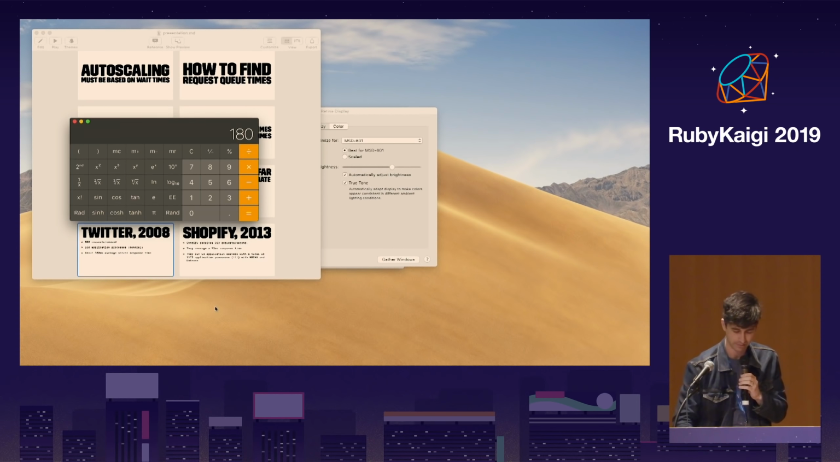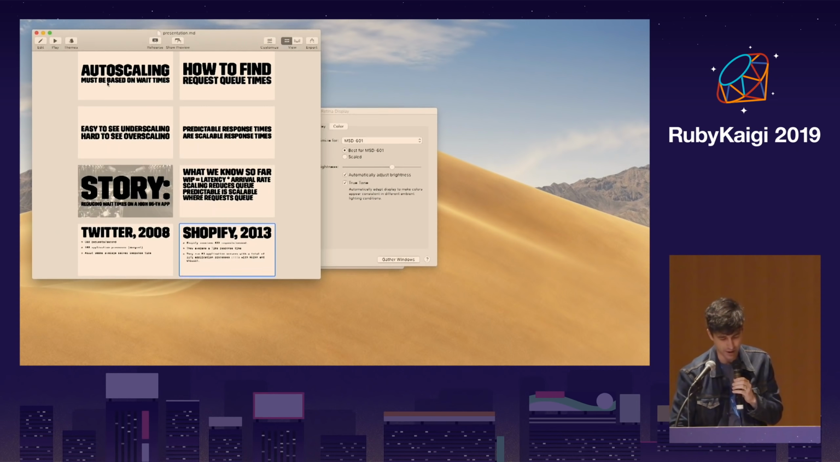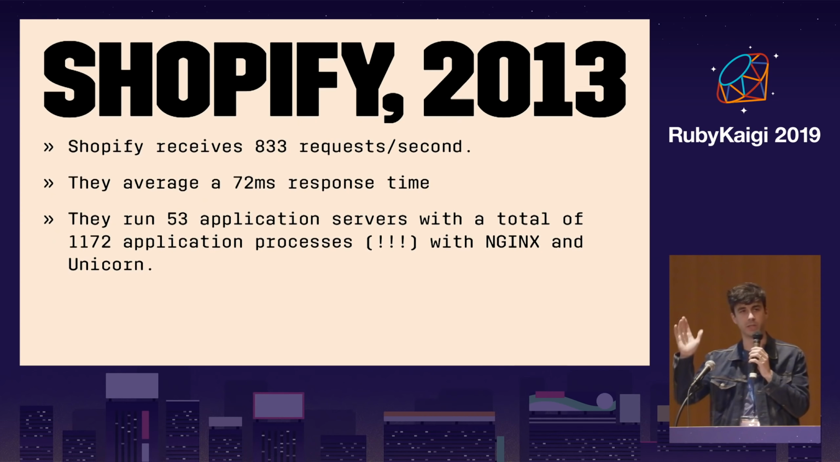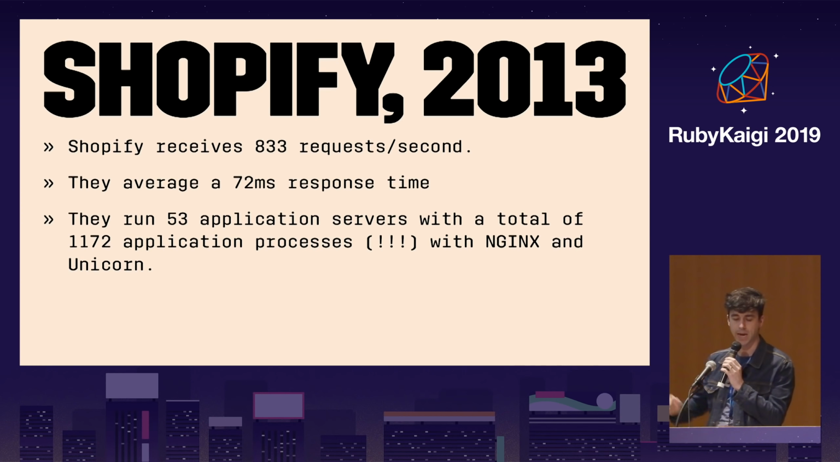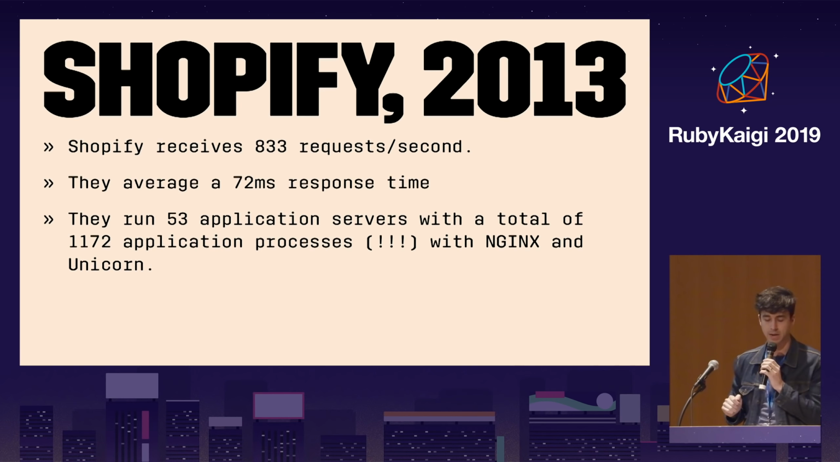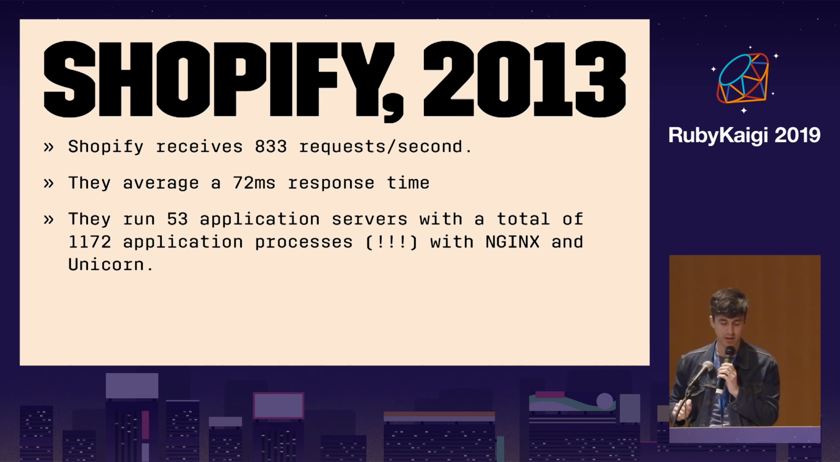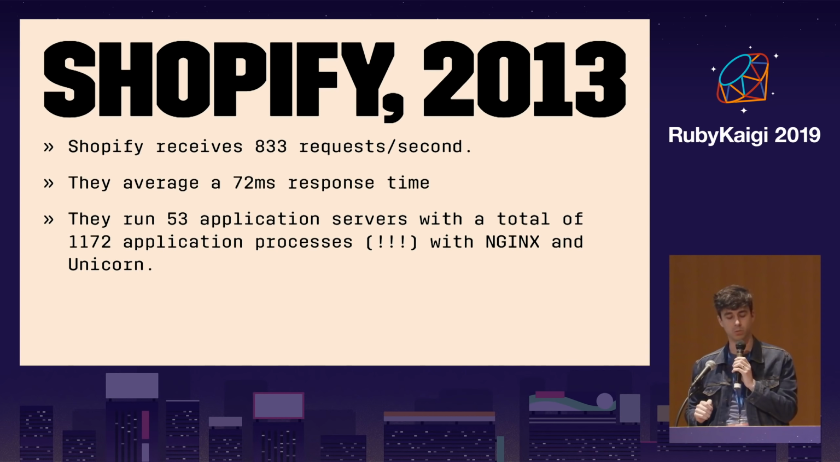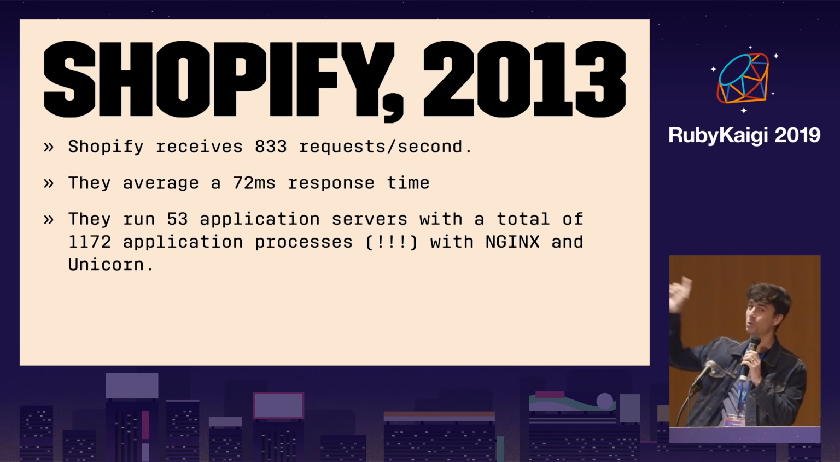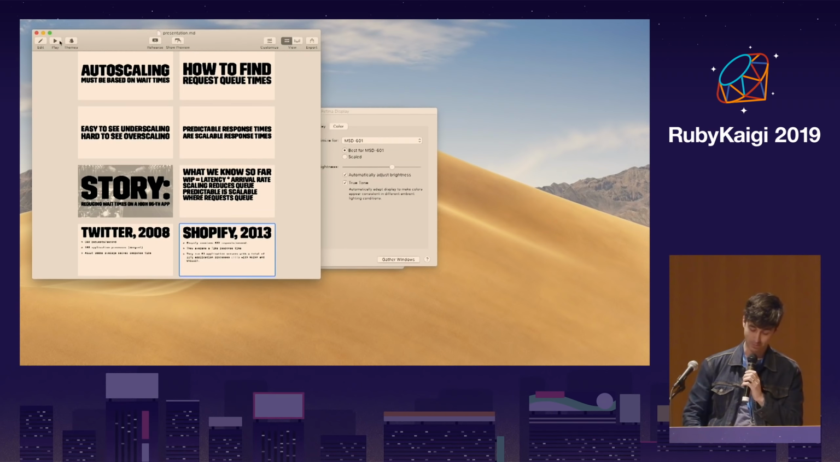Keep that in mind. All right, Shopify. This presentation was given in 2013. They said they had 833 requests per second, 72 millisecond average response time. They had 53 servers with a total across all 53 of 1,172 application processes. That was only in 2013, so it's probably way bigger now.